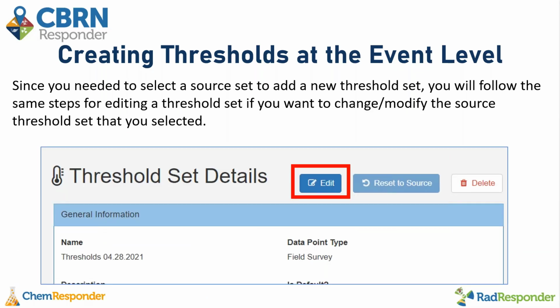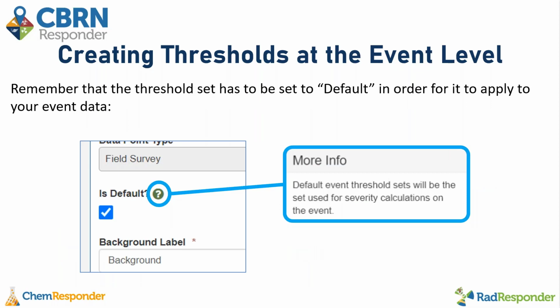If you open up the details, you can edit, change, or modify the source threshold that you selected. You'll follow the same steps for editing this threshold set if you wanted to adjust any of the upper limits. Remember that the threshold set has to be set to default in order for it to apply to your event data.